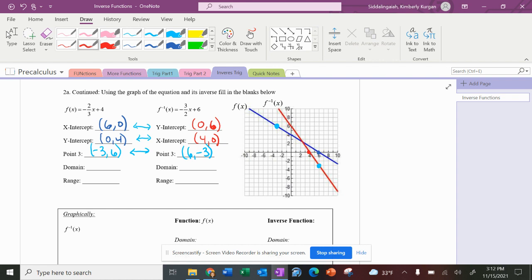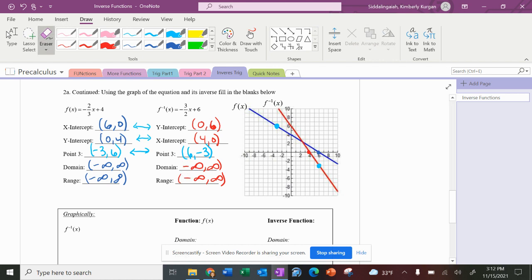Domain and range of these graphs is not exciting because they're lines. Domain is all real numbers, as is range. And then likewise here for domain and range. So much harder to see kind of that swapping back and forth with that.